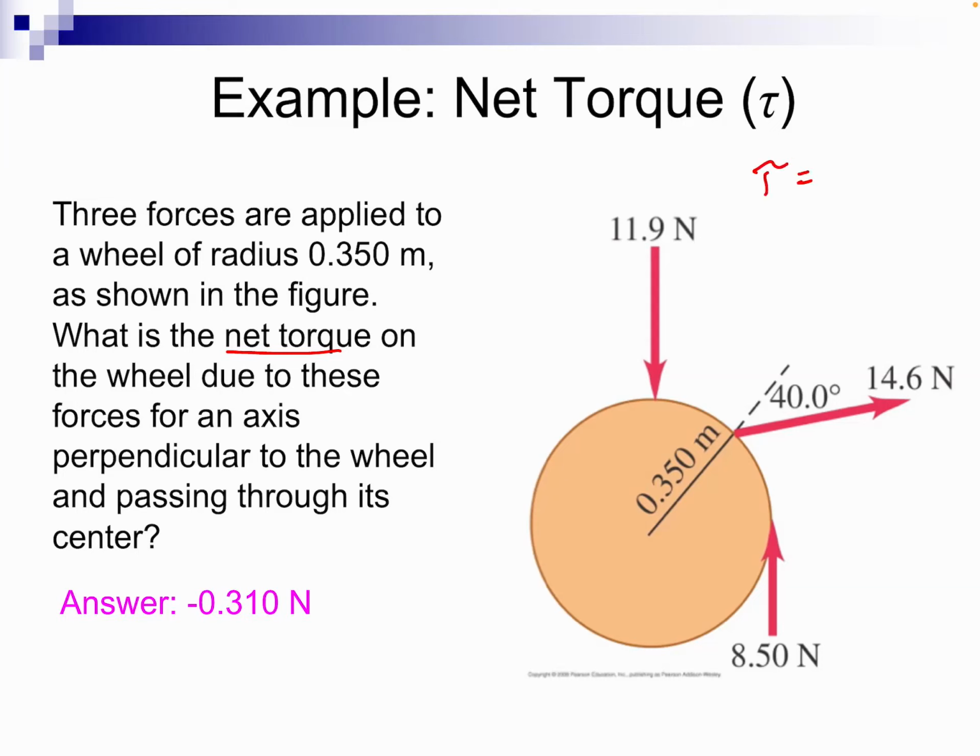So torque is defined as the force times the lever arm that's perpendicular to the force. To find the torque, we need first to find the lever arm. This example is actually all about finding the lever arm because all the forces are given. We want to rotate the wheel through its center, so this will be the pivot.